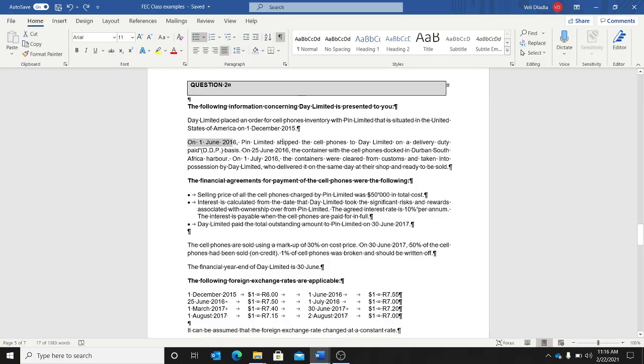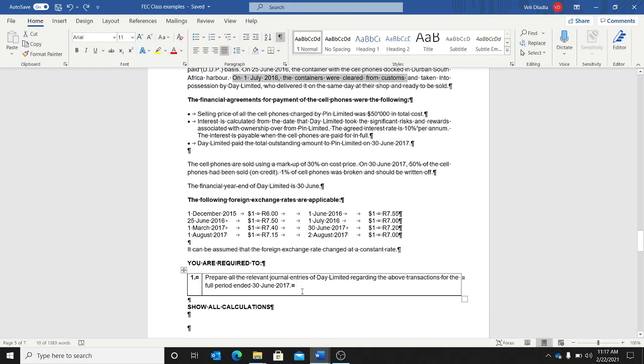Again, here they will give you a lot of things. Pin ship, the cell phone on the right, fine. And then they are saying on 25, the container docked in South Africa. So it's here in South Africa. On 1 July, the containers were cleared from customs. That's the date we are looking for. 1 July. We come here. That's the date we are looking for. 1 July here. Okay, here's 1 July.